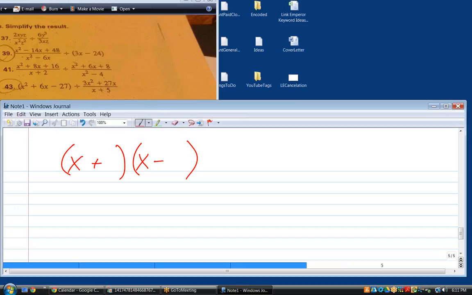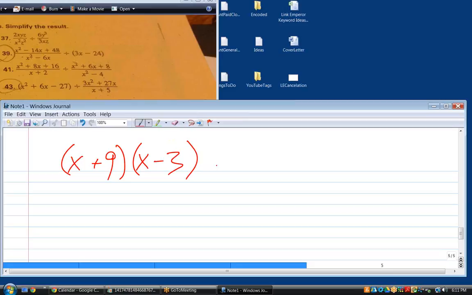So now what do I need? I need factors of 27 that do what? Subtract to equal 6. And just the number. Forget the sign when you do this process. In other words, we need factors of 27 that subtract, because of that sign right there, to the number 6. Well, that's 9 and 3. And the bigger factor goes with the sign of the middle term. So the 9's got to go there, the 3's got to go there.